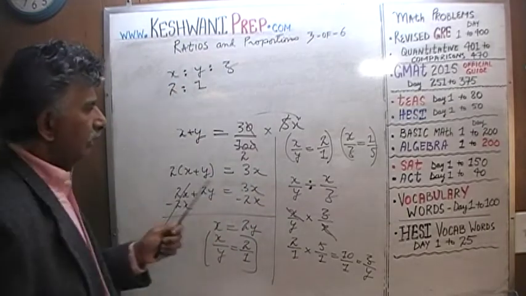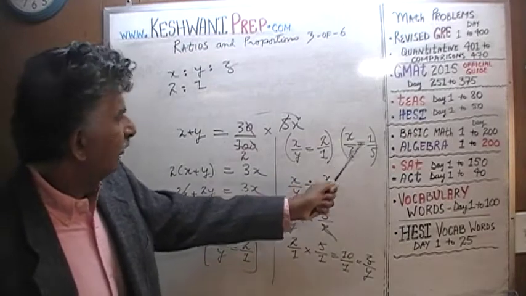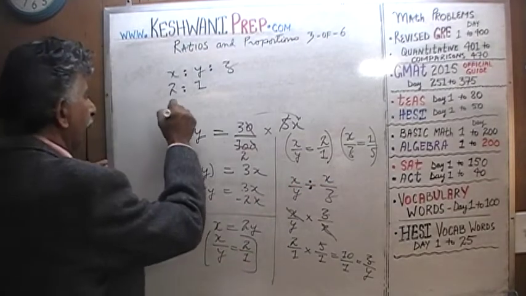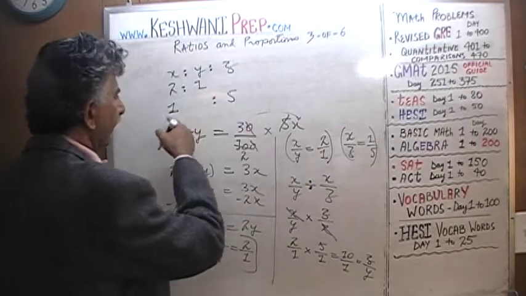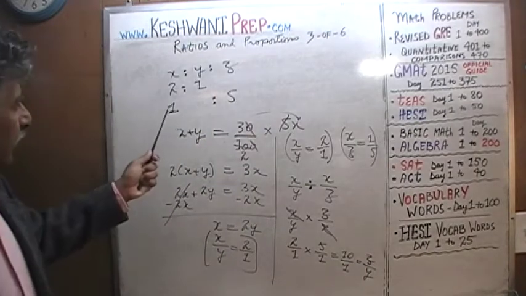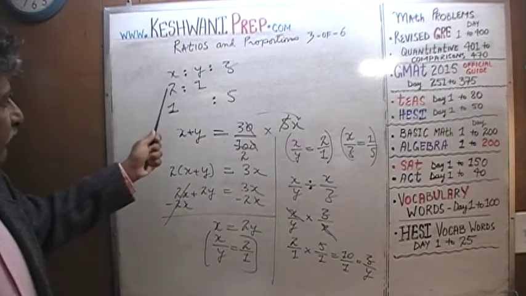2 to 1. Watch what happens. We also know that x to z is 1 to 5. As you can clearly see, here we have two x's, here we have one x.